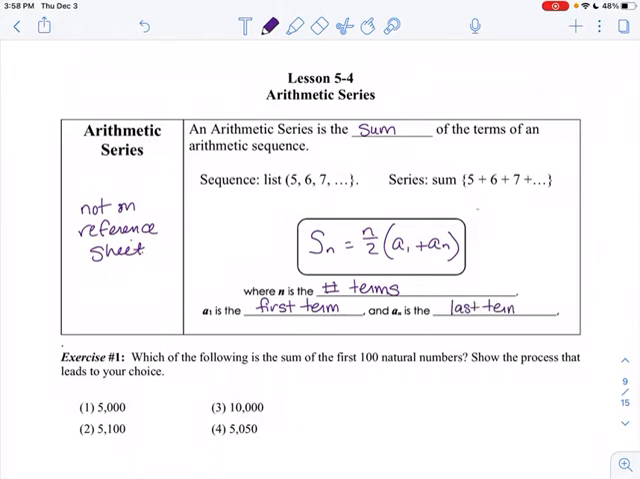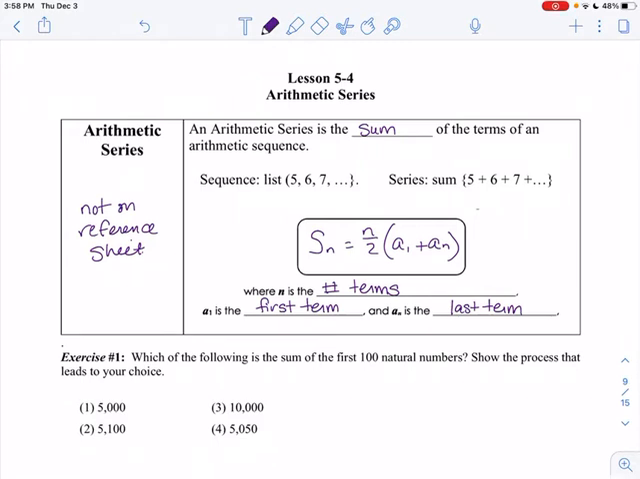So here's what you're basically doing. You're going to add the first term and the last term together. You're going to multiply that by the number of terms divided by 2. So I take the total number of terms divided by 2, and I multiply that by the first term plus the last term. So if I had 10 terms, I do 10 divided by 2, parentheses, the first term plus the last term, the 10th term. So let's look at this.